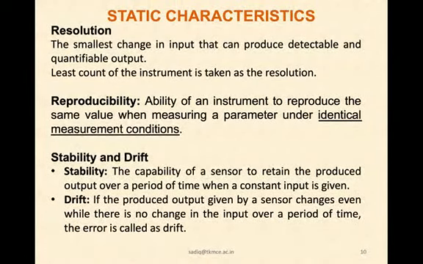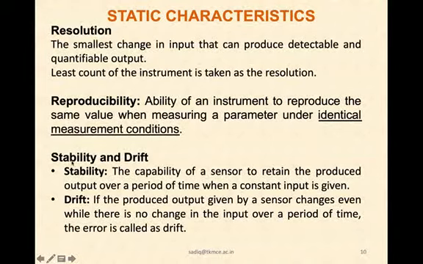Resolution is another characteristic. It is the smallest change in input that can produce detectable and quantifiable output. Least count of the instrument is taken as the resolution in many cases. Reproducibility is the ability of an instrument to reproduce the same value when measuring a parameter under identical measurement conditions. Reproducing the same value under the same measurement conditions.